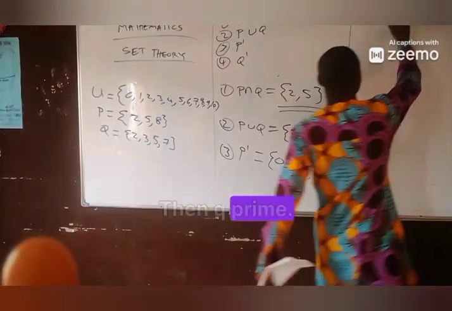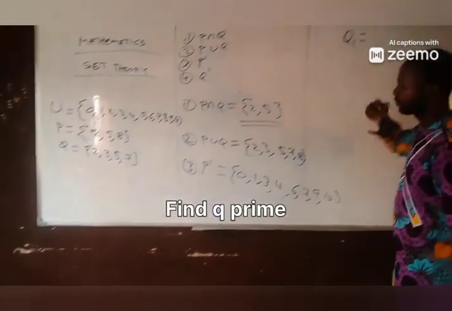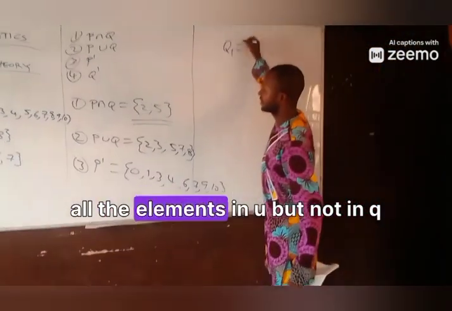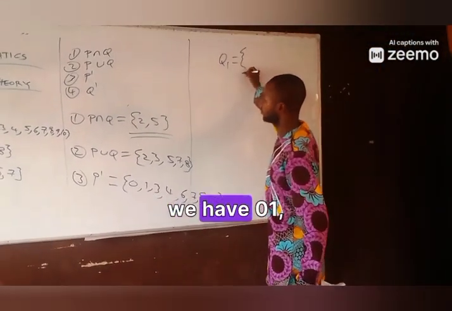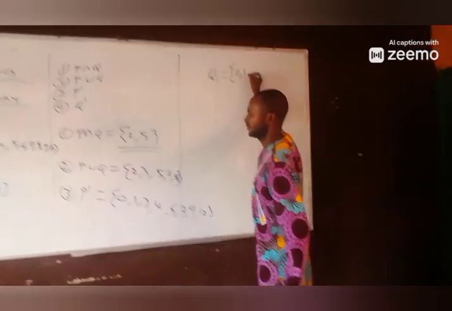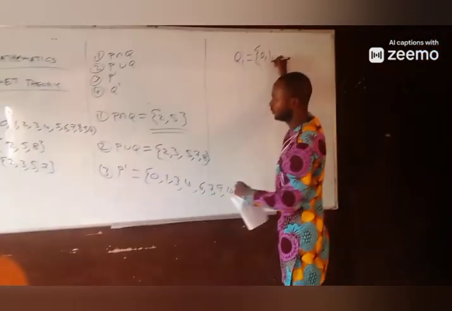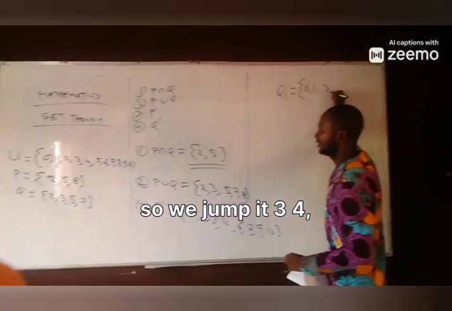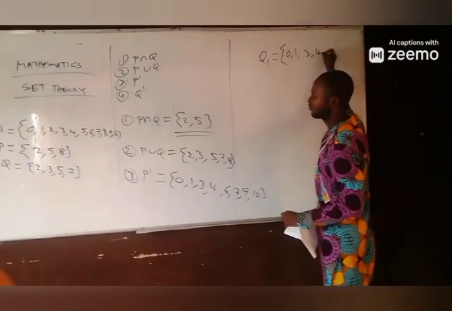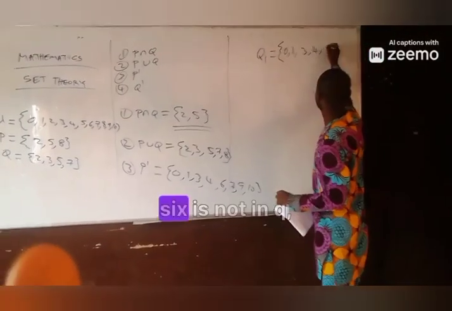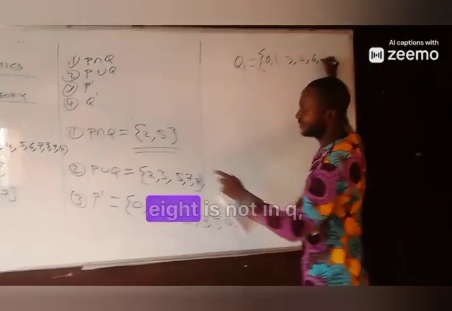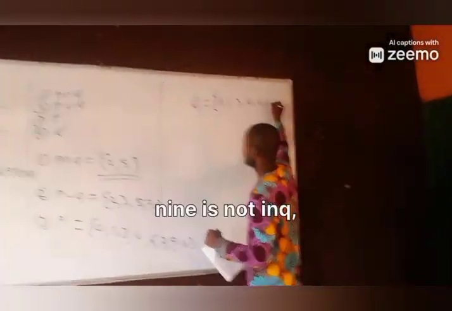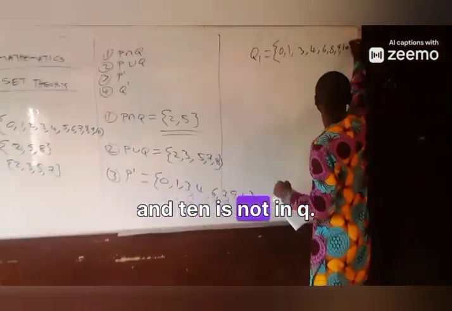Then Q prime. To find Q prime, we take all the elements in the universal set but not in Q. We have 0, 1, 2 is in Q, so we jump it, then 3. We have 4, 5 is in Q, we jump it, 6 is not in Q. 7 is in Q, we jump it, 8 is not in Q. 9 is not in Q, and 10 is not in Q.